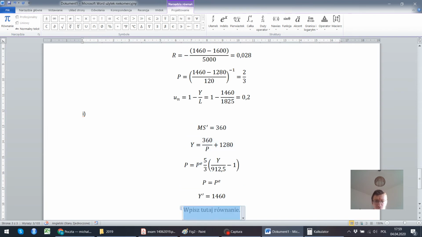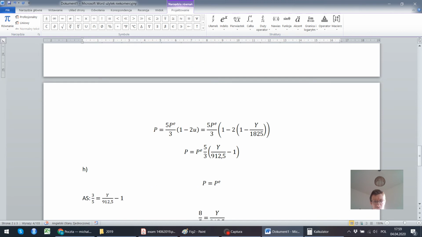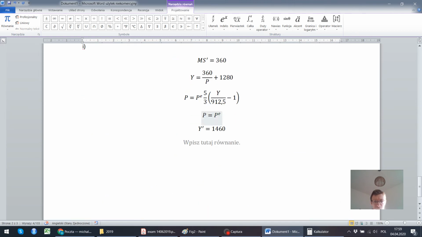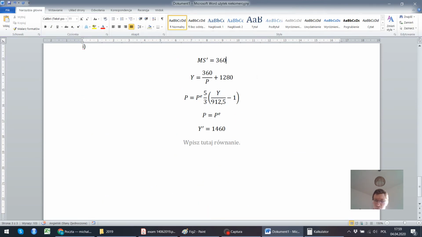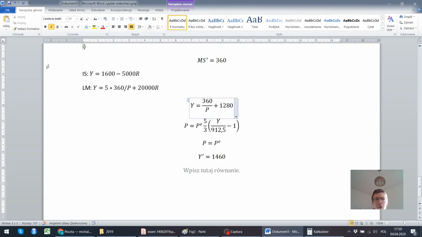Why? Because once again, if we take our IS curve, 5 times 360, according to the IS curve, since the IS curve did not change, if we have the same y prime, we have the same r prime in the new equilibrium. So it's 0.028. What about the price level? So P prime.